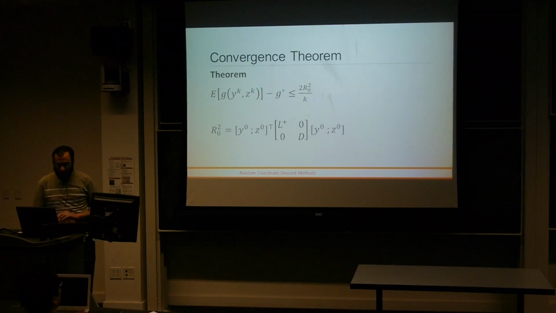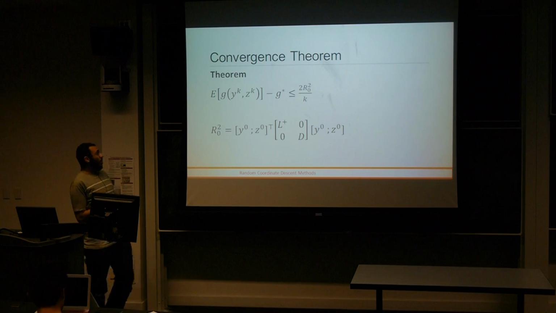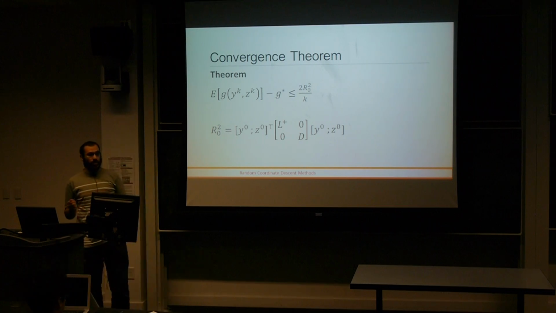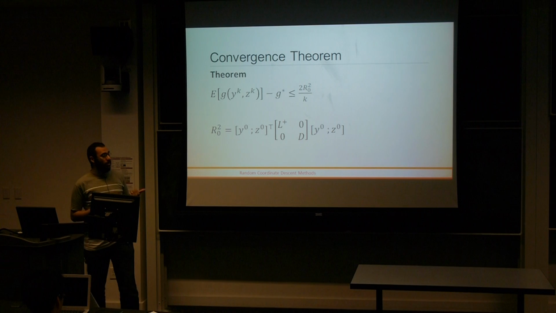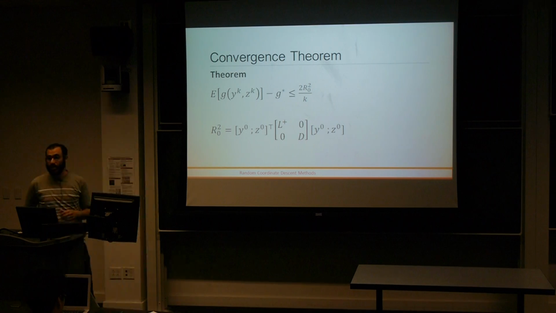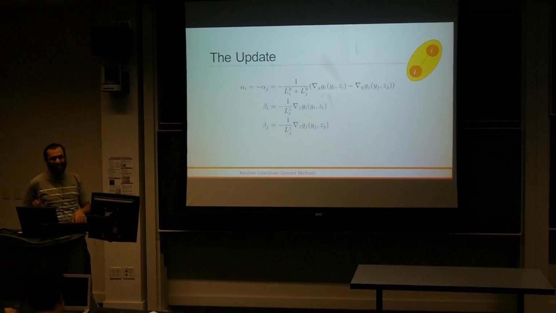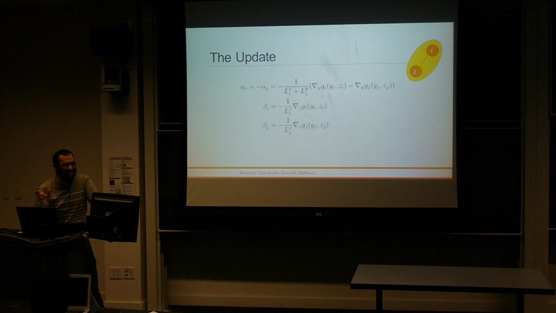So we have this convergence theorem that basically in expectation, the difference between the current objective function and the optimal one scales sublinearly. So it's 1 over k. What is the expectation over? The expectation over randomness, because here we pick random pairs. So the expectation is over the random pairs that you pick.